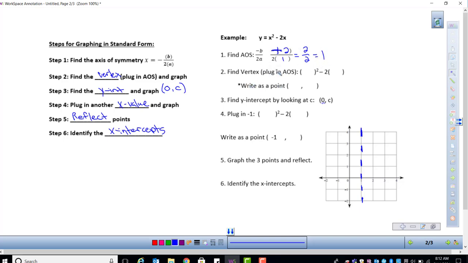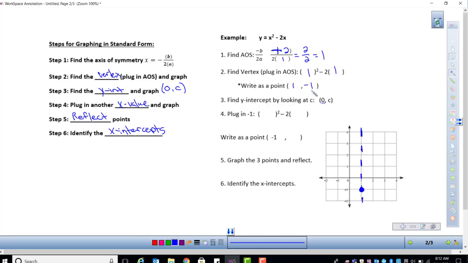After we find the axis of symmetry, we plug it in to find the vertex. So I'm plugging in 1 here and here. 1 squared minus 2 times 1 gives us negative 1. So I plugged in 1 and I got negative 1 for y. I can graph this. This is my vertex, 1, negative 1.